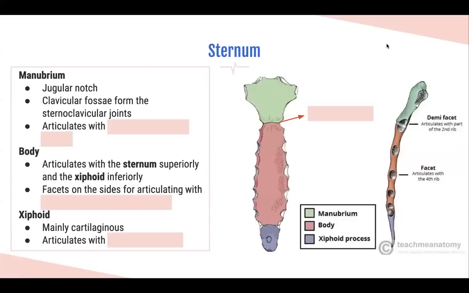Okay, now the thoracic cage. So we have the sternum here, and you're just gonna help me fill in the blanks. So we have the three parts of the sternum: manubrium, body, and xiphoid. Manubrium, you'll see here we have a jugular notch. Then we have the clavicular fossa that forms the sternoclavicular joints. Here we have a joint between the manubrium and the body. Does anyone know what it's called?